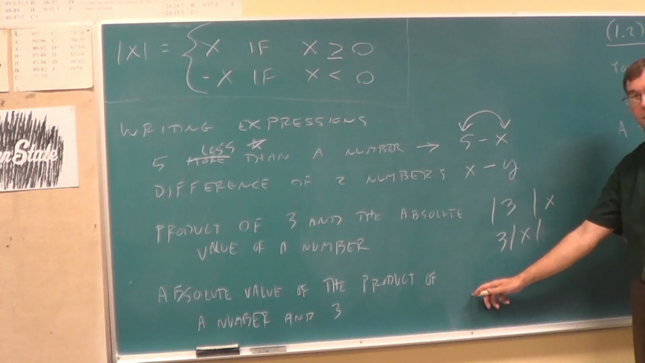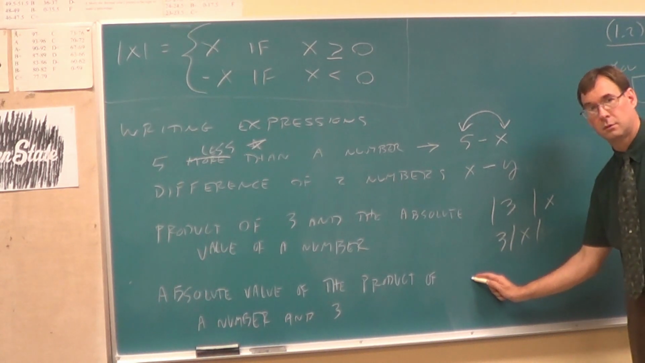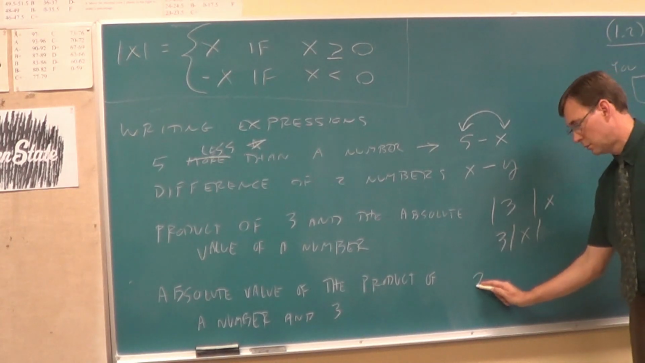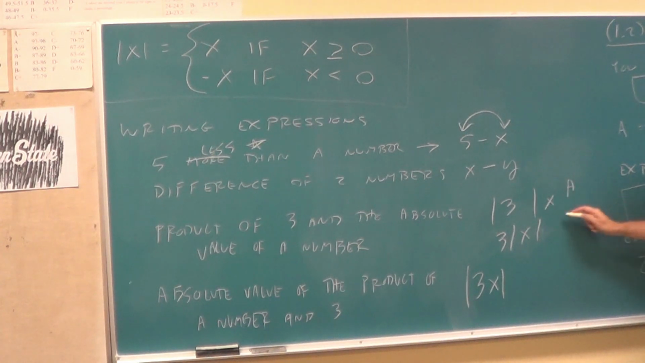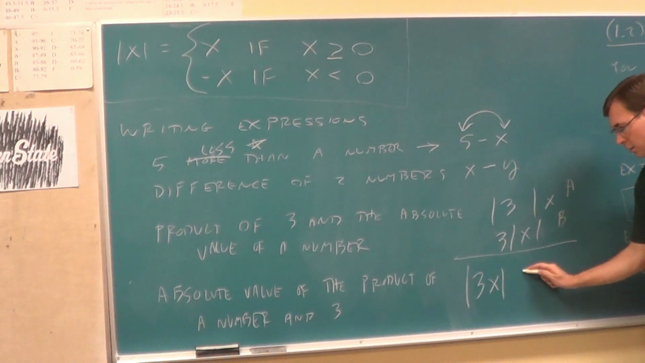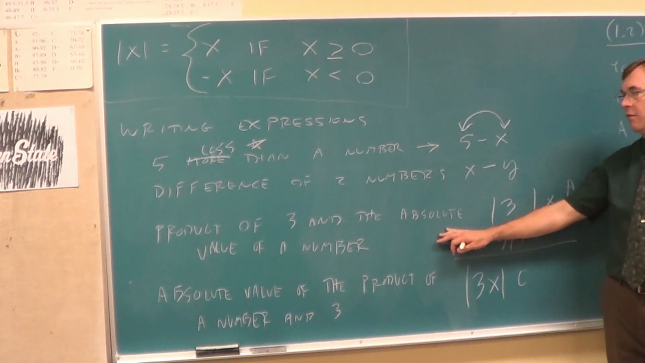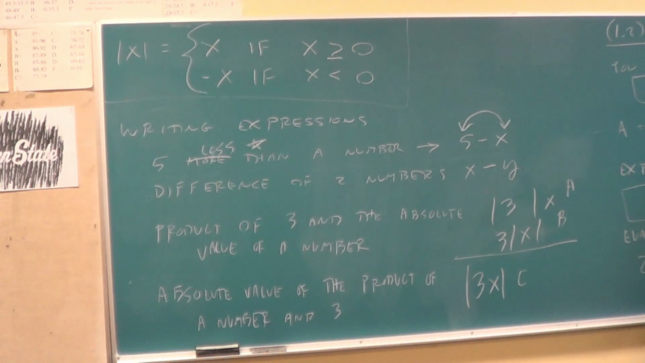What would you do for this one? Then for this one, it would be like 3x in bars. The whole thing? Yeah. So choice A, choice B, choice C. Somebody else weigh in. We have differing opinions. Could you reread the one that I'm supposed to answer? This one was the product of 3 and the absolute value of a number. This one was the absolute value of the product of a number and 3.